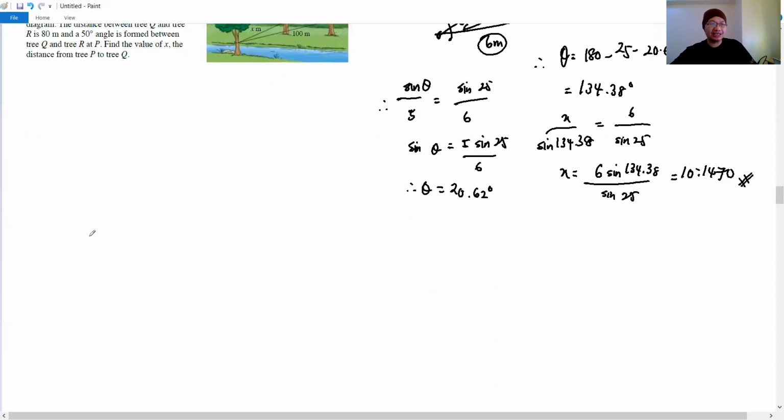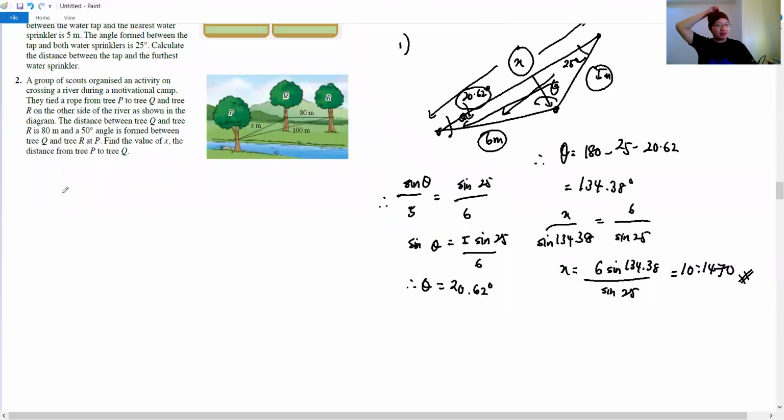Now look at number 2 here. So for question number 2, okay, a group of scouts organize an activity on crossing a river during blah blah blah. Okay, they tie the rope at P, okay, 3P, 3Q and 3R. Okay, the diagram is like on the diagram. Okay, I redraw it again.